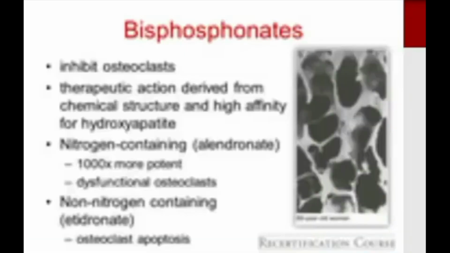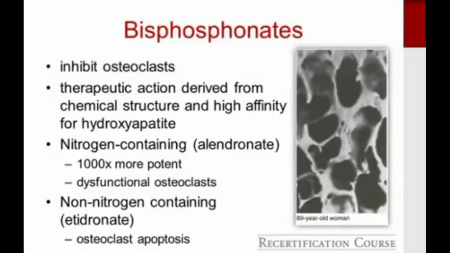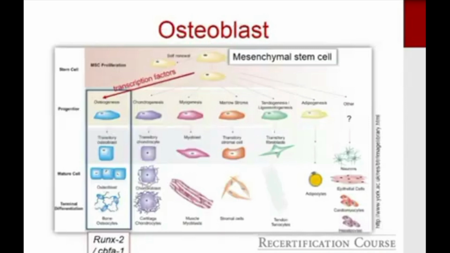Bisphosphonates are an important medication for the orthopedic surgeon to understand. These medicines inhibit osteoclasts. There's two different main types. There's those that contain nitrogen, such as alendronate, which create dysfunctional osteoclasts, or those that do not contain nitrogen, such as etidronate, which causes osteoclast apoptosis. These are the mechanisms, as you can see. The non-nitrogen containing medications inhibit ATP production, which results in osteoclast apoptosis, so basically kills the osteoclast.